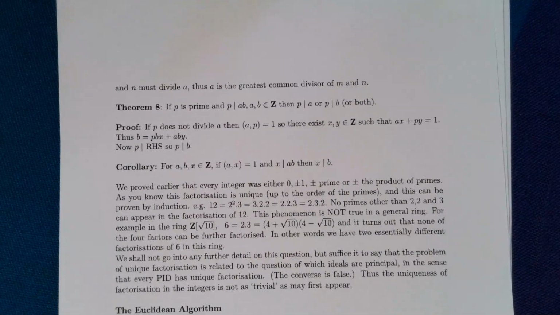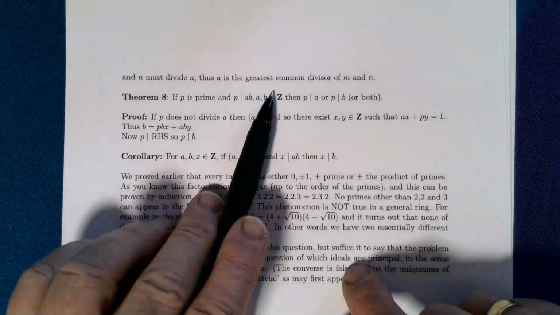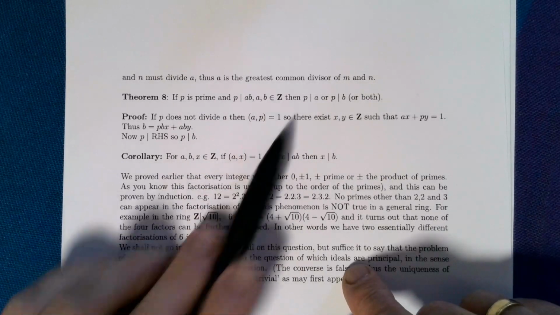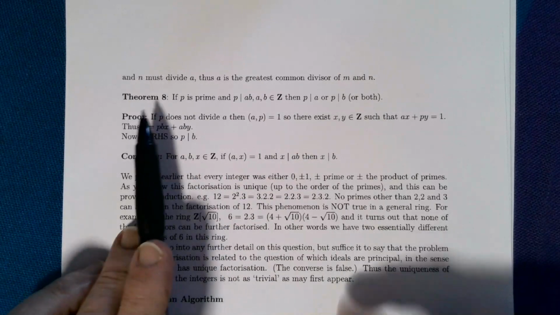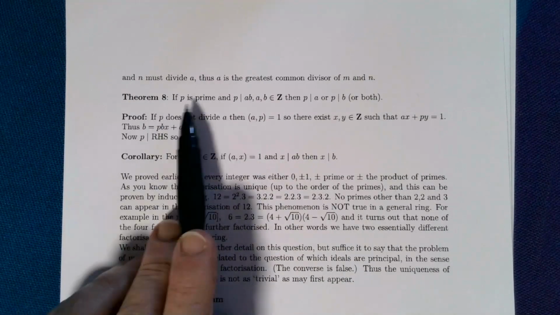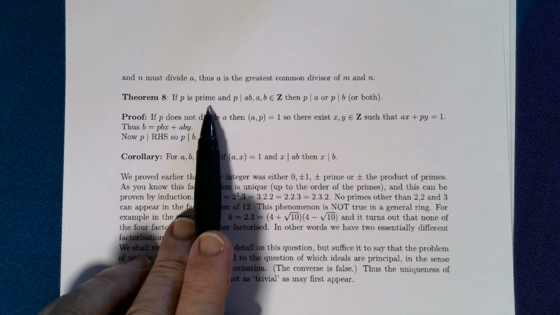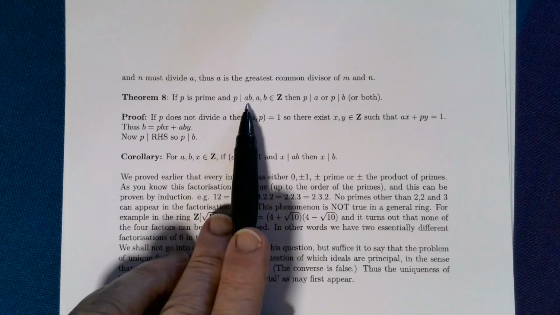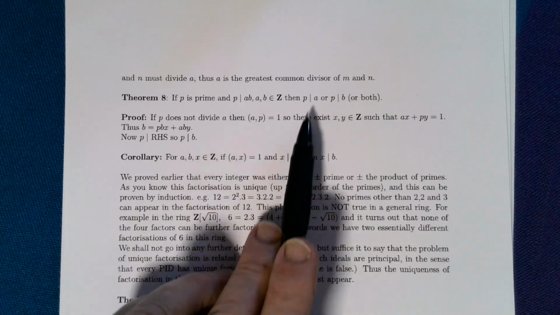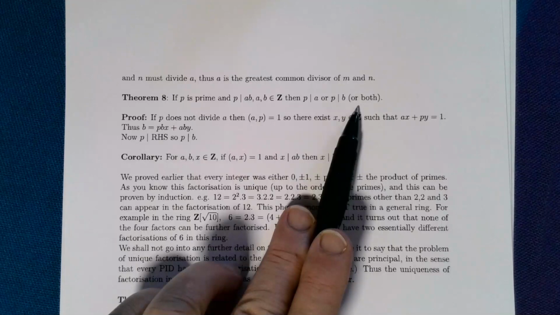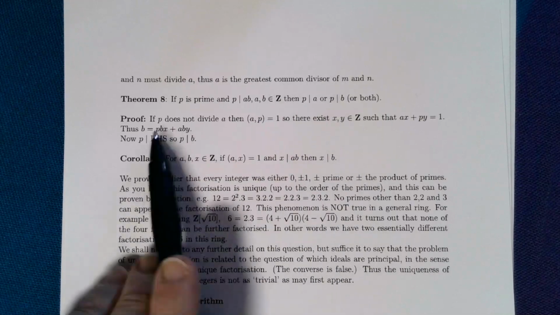And that means that A is the greatest common divisor of M and N. An immediate consequence of this is the lovely fact that if P is a prime and P divides the product of two integers, then it must divide one or the other, or possibly both. And the proof, again, is very simple.